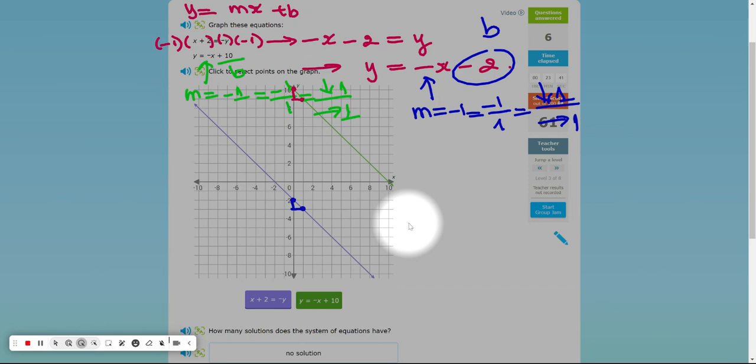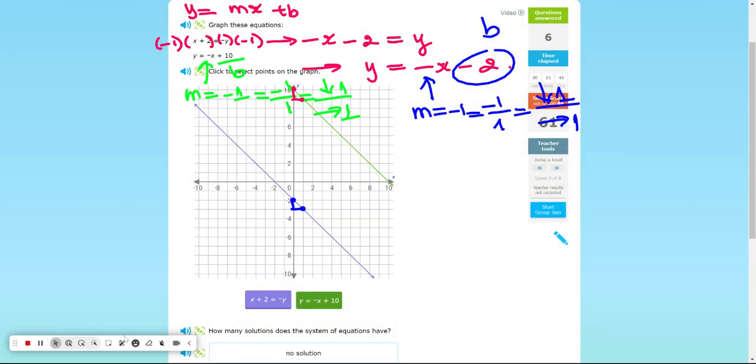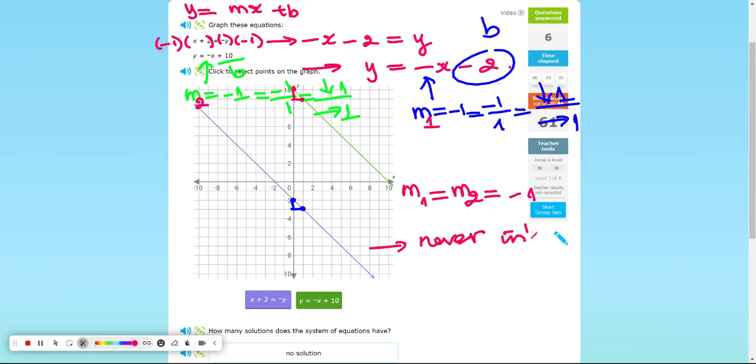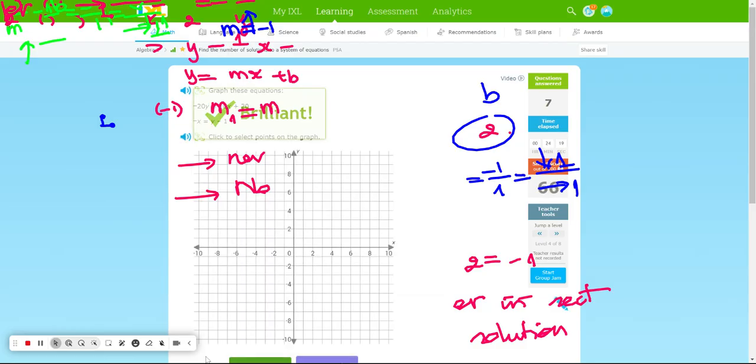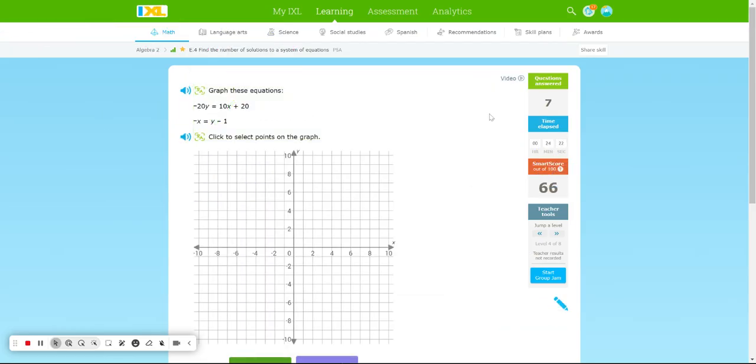You can see the two lines are parallel because you have two slopes exactly the same. Slope m1 and slope m2 both equal negative 1. This is m1, this is m2. Therefore, they never intersect. So no solution. Done. Let's go find the answer box right here, and I choose no solution. Submit. Okay, 66 point.